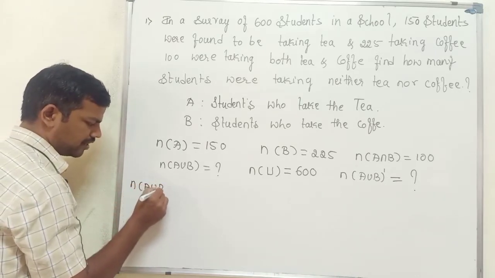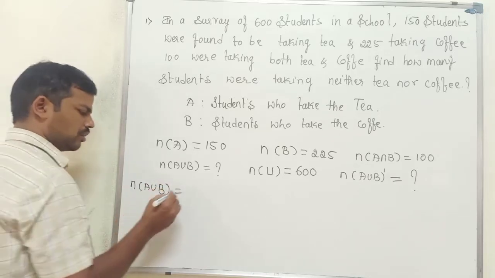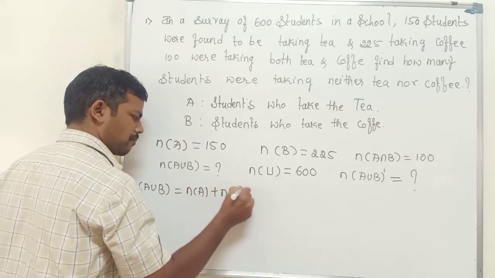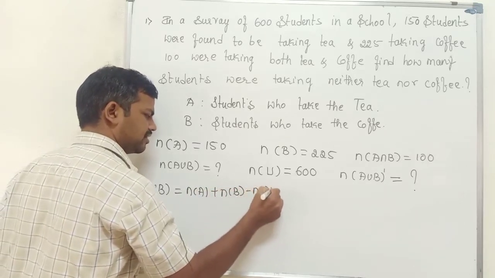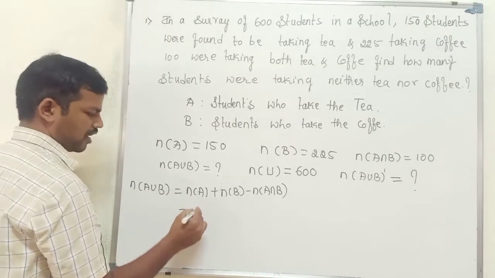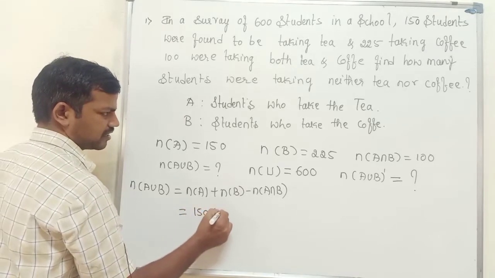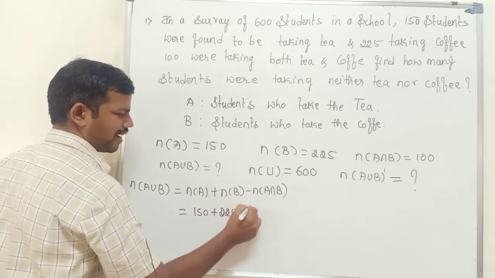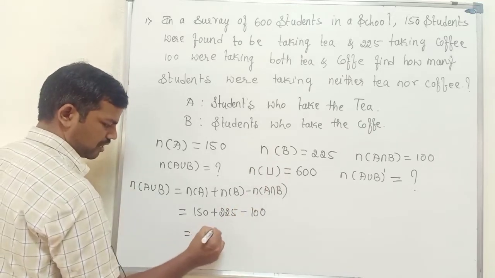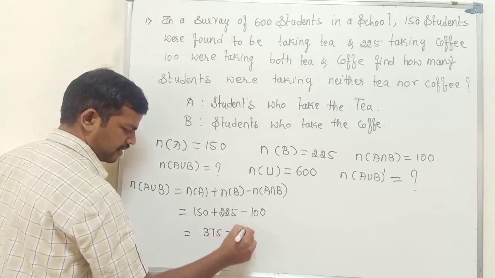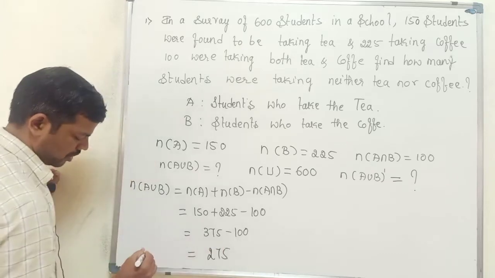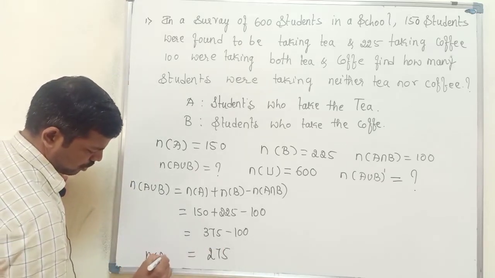How do we find A union B? n of A union B is equal to n of A plus n of B minus n of A intersection B. That is 150 given, plus 225 given, minus 100 given. So 375 minus 100 is equal to 275. That is n of A union B.